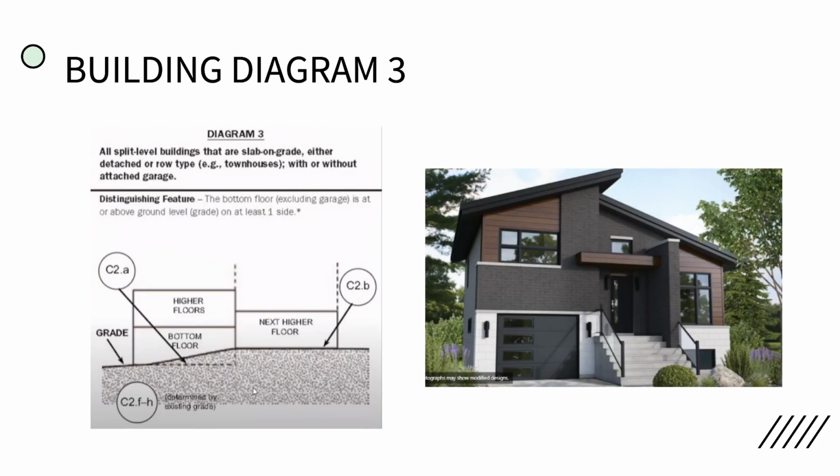Diagram 3, split level house. You need an elevation on each floor. C2A, C2B, grade. So you would get an elevation at the garage, you'd get an elevation at the finished floor, you'd get elevations at each building corner for your grade to figure out what's your high and what's your low, and then of course your equipment.